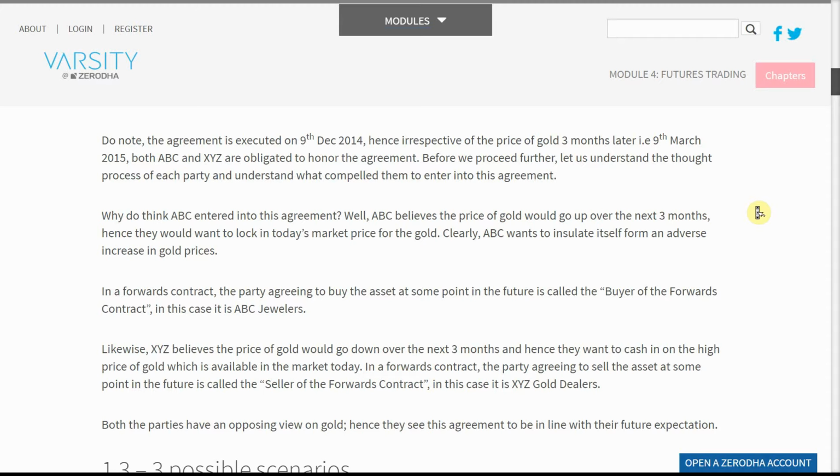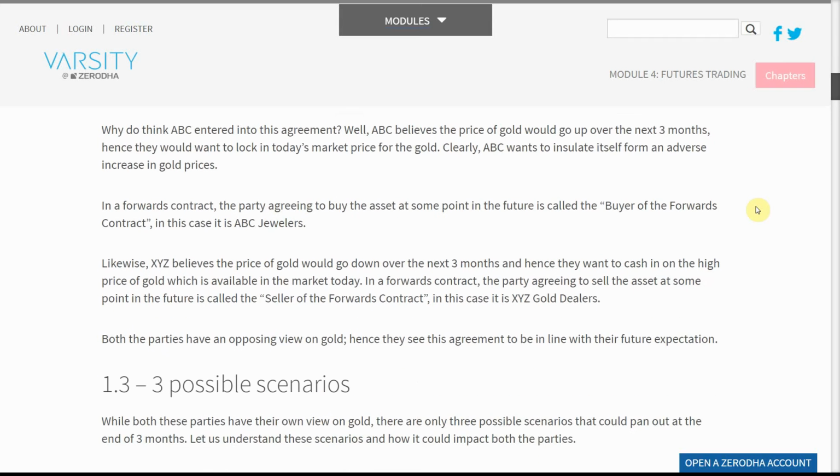Well, ABC believes the price of gold would go up over the next 3 months. Hence, they would want to lock in today's market price for the gold. Clearly, ABC wants to insulate itself from an adverse increase in gold prices. In a forwards contract, the party agreeing to buy the asset at some point in the future is called the buyer of the forwards contract.